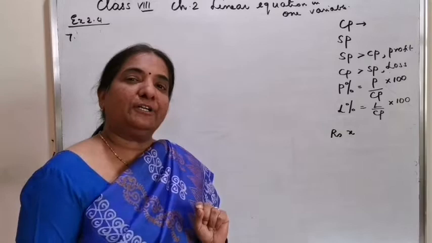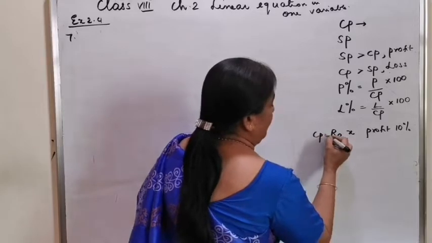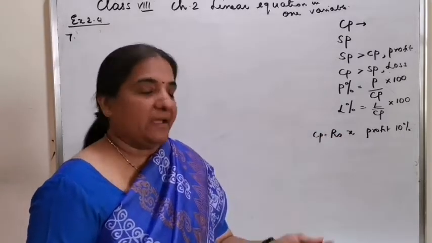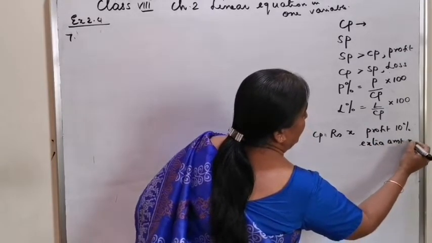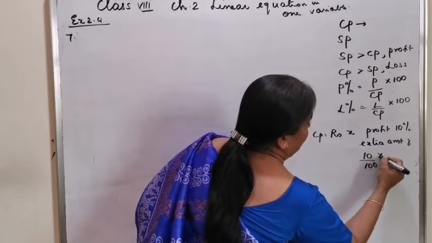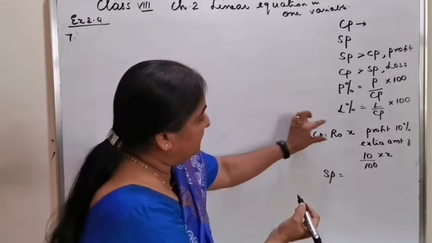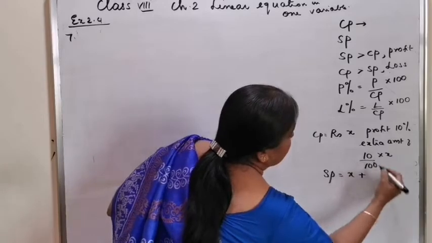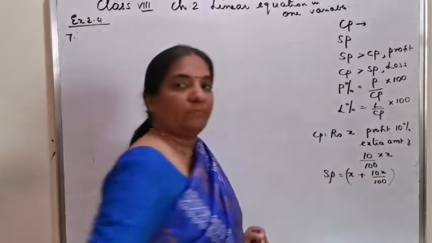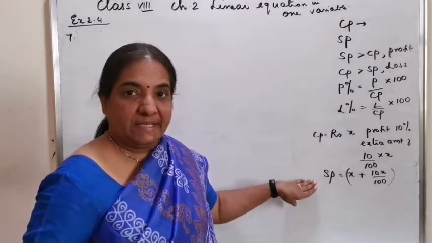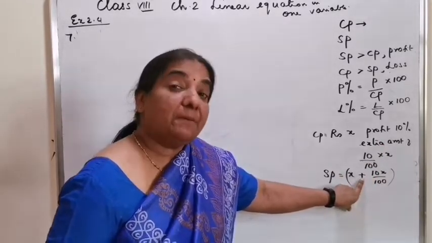You made a profit of 10% means you got an extra amount. What is the extra amount? That means you made an extra amount of 10 by 100 of X. That means your selling price has become X rupees plus 10x by 100. That is the meaning of the cost price and selling price when the profit percent is given. If it's a loss, it will become minus.